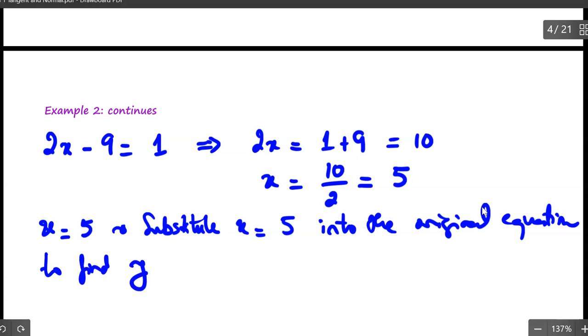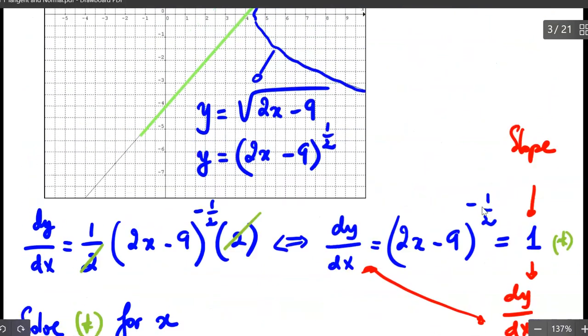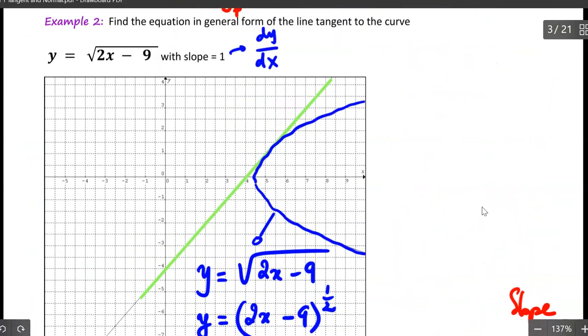Okay, so let me go up to our graph. When x is equal to 5, which is this point here, you want to project it up to find the value for y. So hopefully when we find that, we should have 5 and 1.